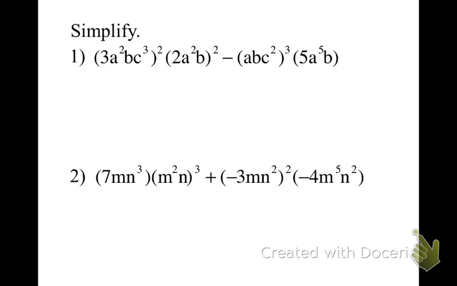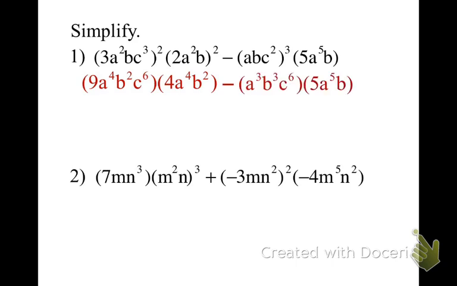All right, let's check our work. Step 1, we're doing power to a power. 3 squared, a to the 4th, b squared, c to the 6th. And the second one is 4, a to the 4th, b squared. Next is one, I'm taking my power to a power. A to the 3rd, b to the 3rd, c to the 6th. There's no power on that second one, so it all stays the same. So the only thing that changes is that first term.